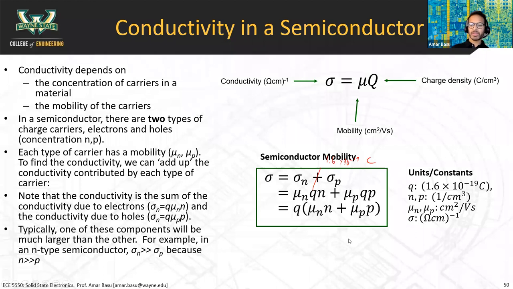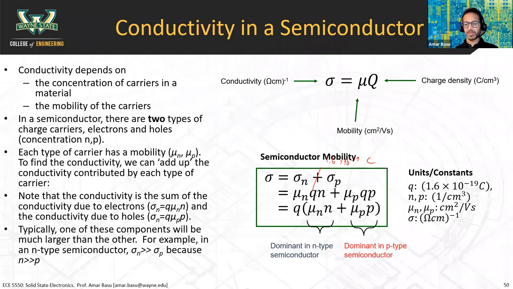Vice versa with the P-type semiconductor, where P is much greater than N. These types of shortcuts will make calculations a lot easier. Approximations, engineers love approximations when they're done the right way. So this term is dominant in an n-type semiconductor. This term is dominant in a p-type semiconductor.